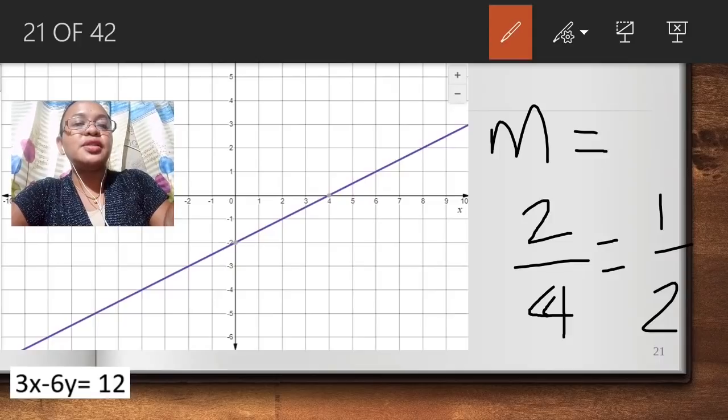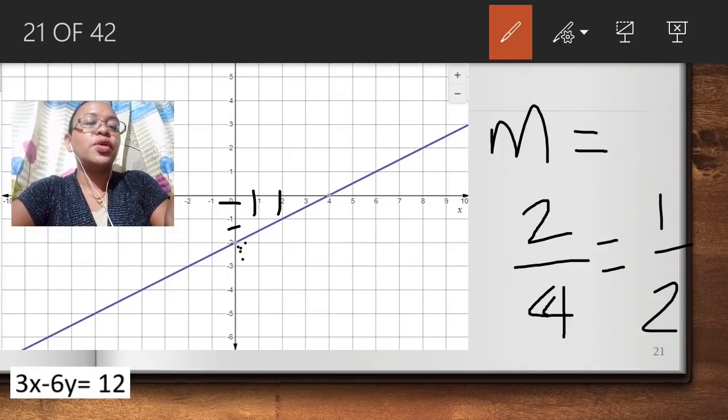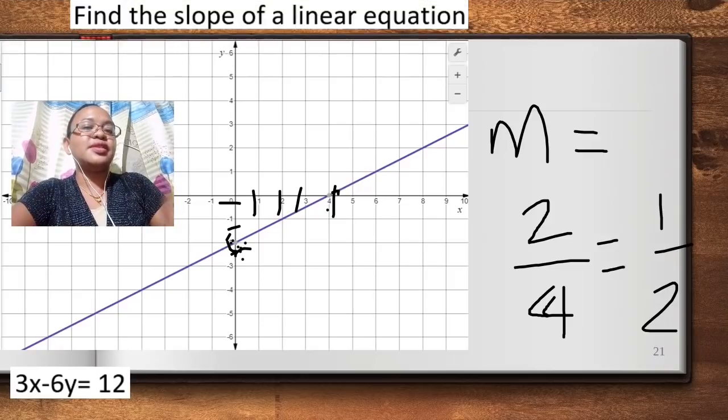From the point 0, -2, you go up 1, 2, and then that is 2 over, you go to the right so that you will go to another point in the line. So that's 1, 2, 3, 4. So you go to another point from this point here to this point. So that is over 4. That's why your slope is 1/2. Okay, that's one way of finding the slope.